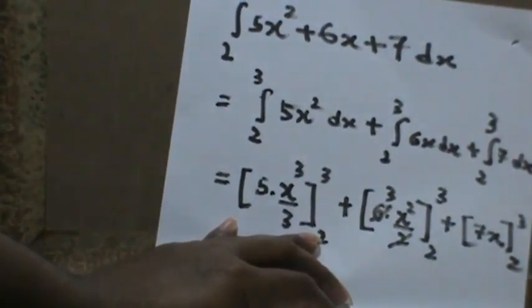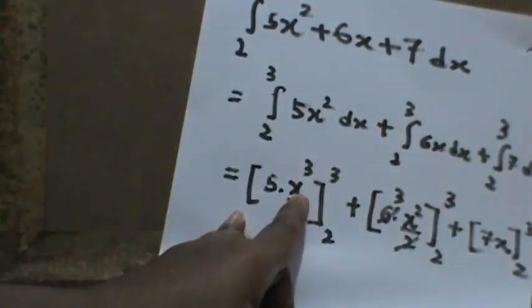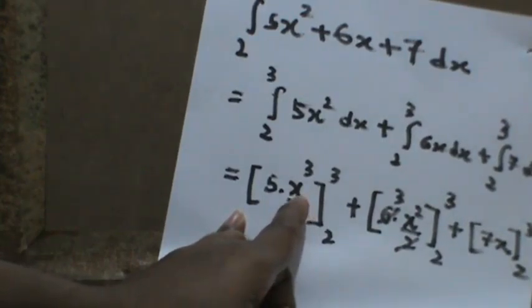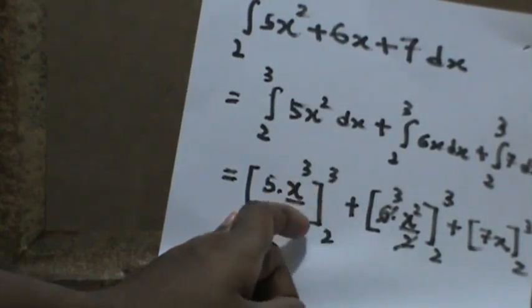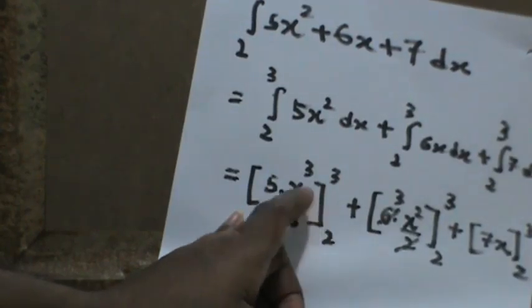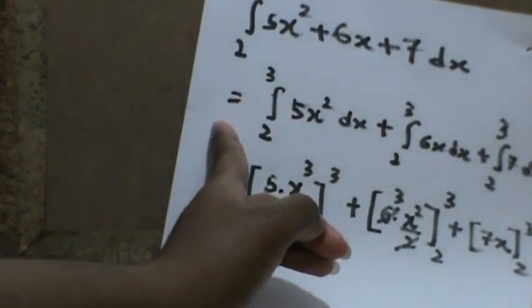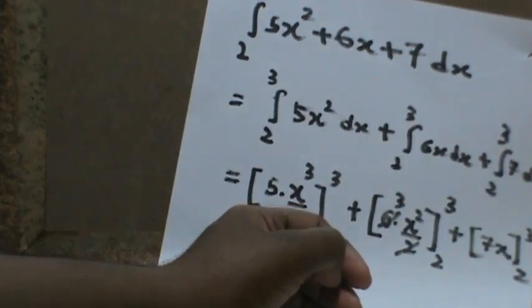If you get something like this in the case of a definite integral, you have to substitute the value of the upper limit in place of x, or any other variable you get here, x or y or a, and get that value. Similarly, you get the value for the lower limit, and you subtract the definite value you got for the lower limit from the definite value you got for the upper limit.